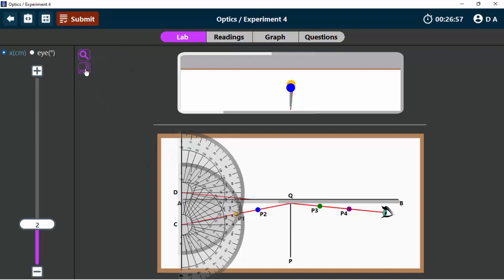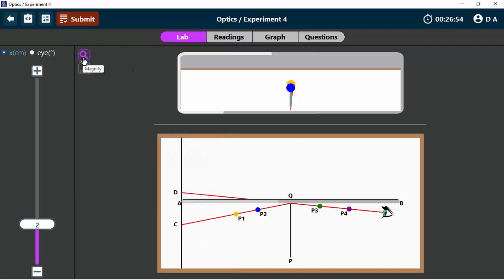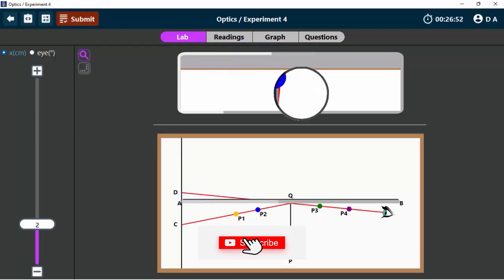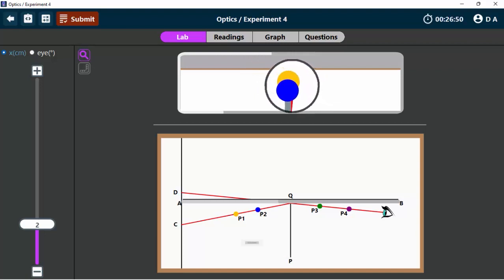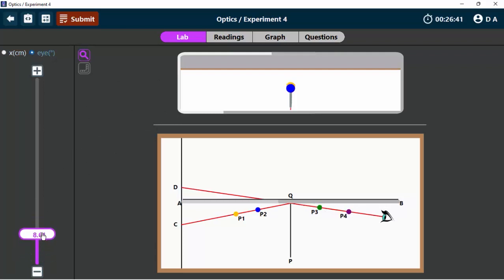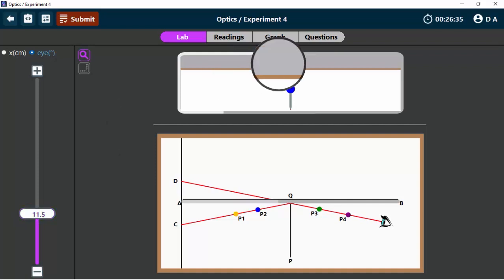Then the next thing we want to do is to align these 2 pins so that the blue pin covers the orange one. To do that, you switch to the eye mode, then you move your eye until you see such an alignment. Once both of them are well aligned, it shows that the points P3 and P4 are in the right position.